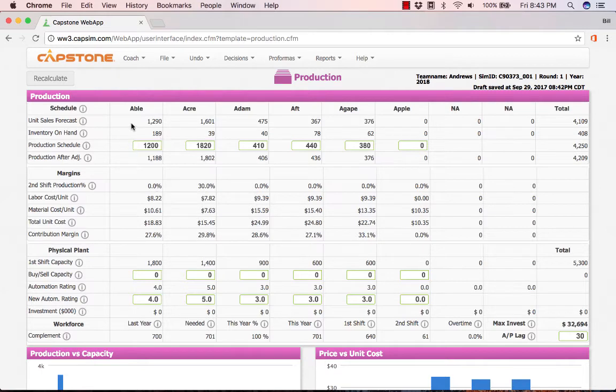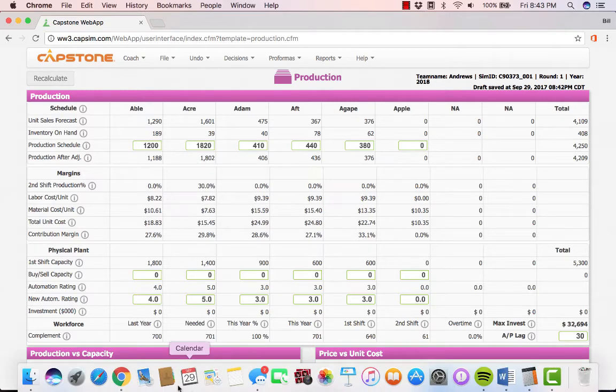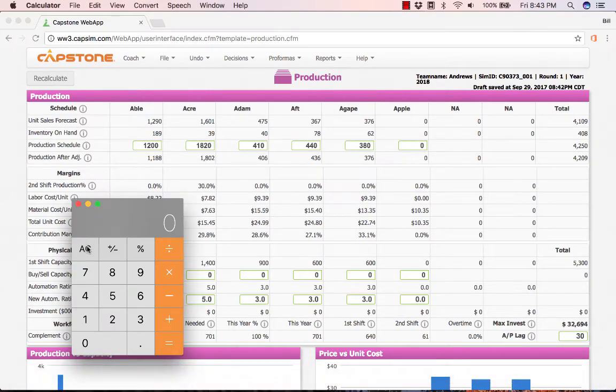What I do is I take my unit sales forecast. So this came over from the forecast on the last page. It shows we have 189 units of inventory on hand. So how do I calculate what my production schedule is going to be? Well, I'm going to go back to my handy dandy calculator here and see if I can operate it any better than last time. I'm going to take 1290, which is my sales forecast, and multiply that by 1.15. You can go to 1.2, 1.25 if you want.